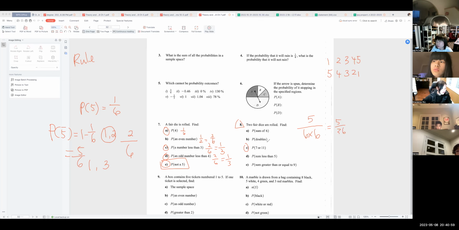What is the probability of doubles? It's 1 1, 2 2, 3 3, 4 4, 5 5, and 6 6. So 6 over 36 equals 1 over 6.